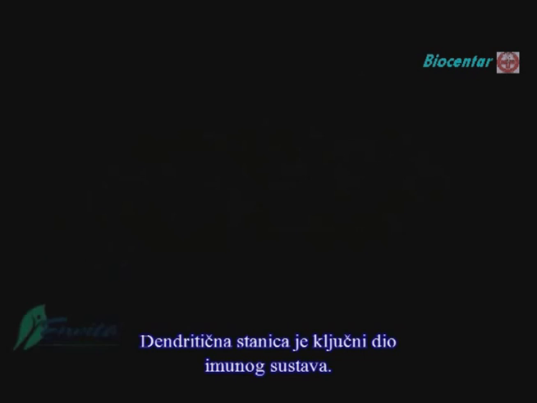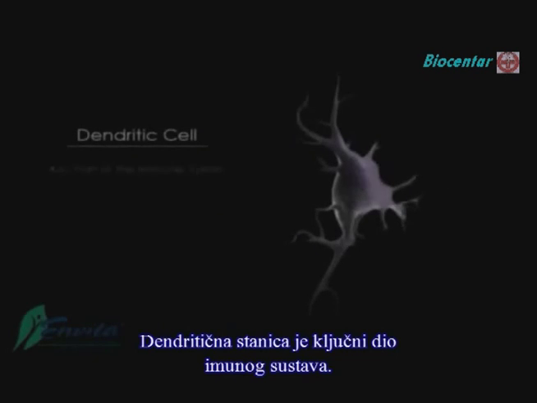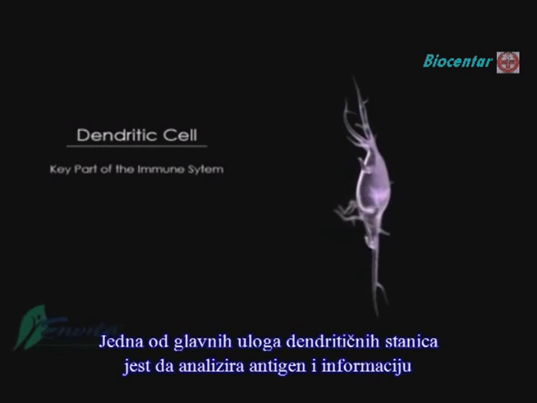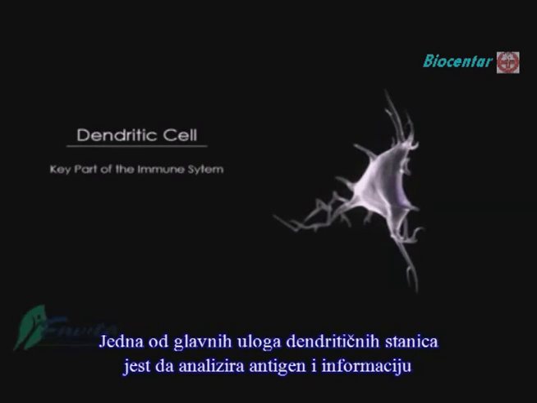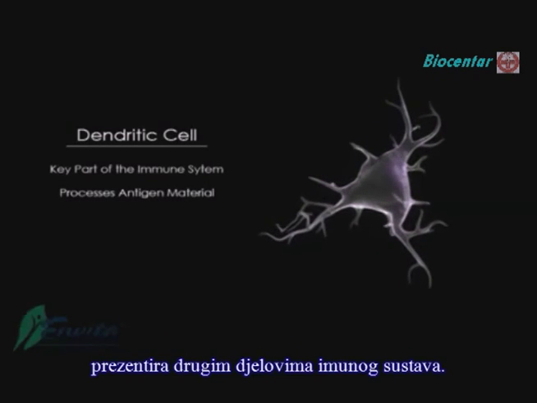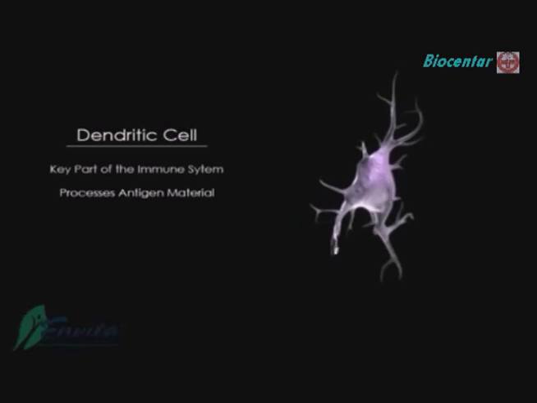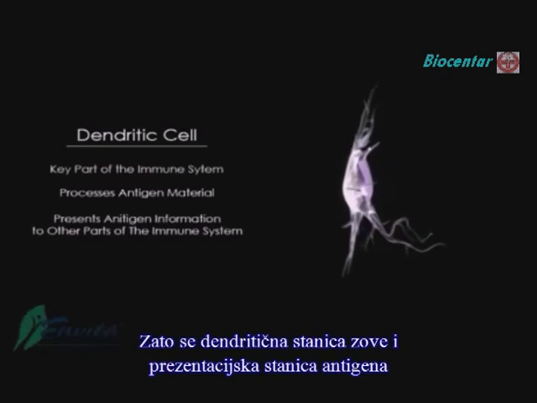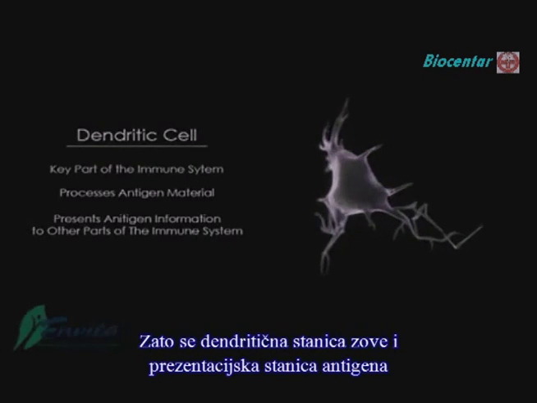The dendritic cell is a key part of the immune system. One of the major functions of the dendritic cell is to process the antigen and present it to other parts of the immune system. This is why the dendritic cell is called the antigen-presenting cell.